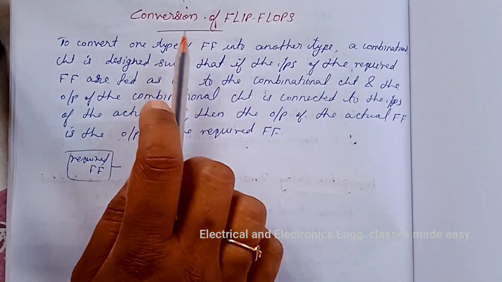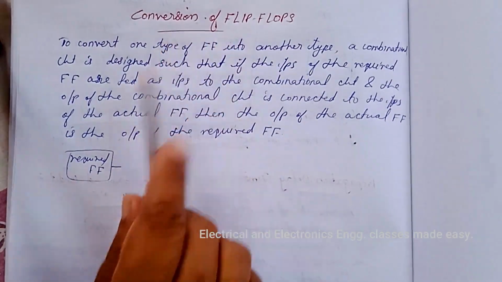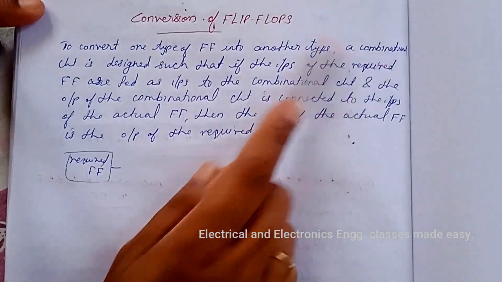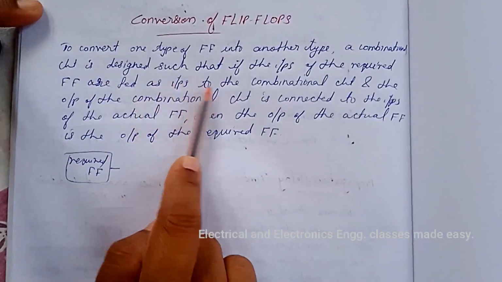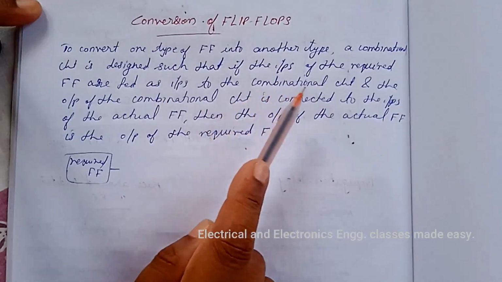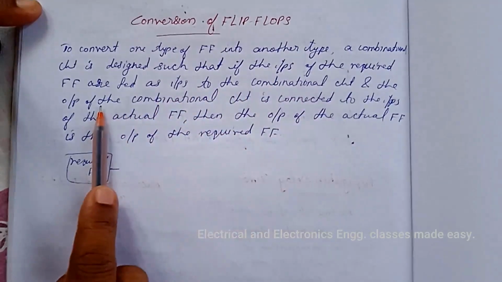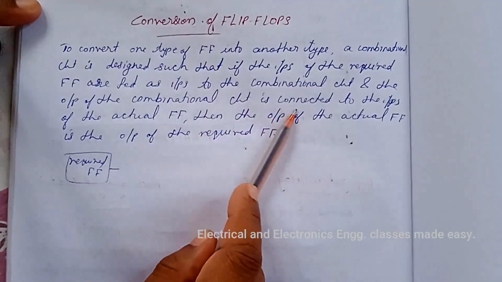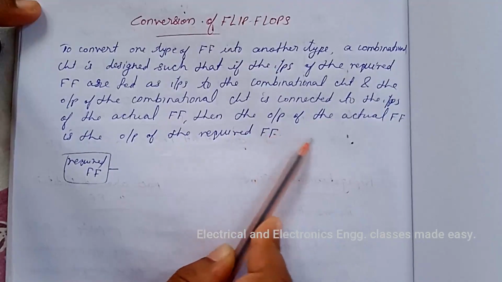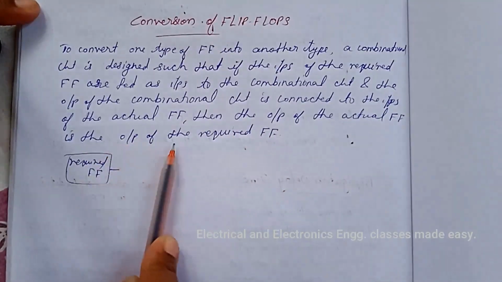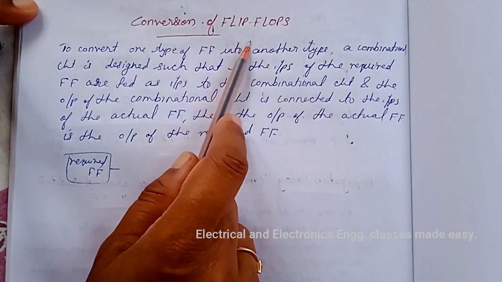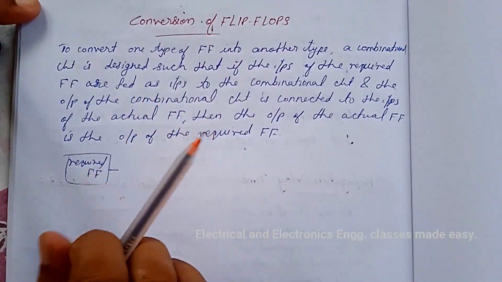Today's class is about conversion of flip-flops. To convert one type of flip-flop into another type, a combination circuit is designed such that if the inputs of the required flip-flop are fed as inputs to the combination circuit and the output of the combination circuit is connected to the inputs of the actual flip-flop, then the output of the actual flip-flop is the output of the required flip-flop. So the conversion of flip-flop is a difficult portion.